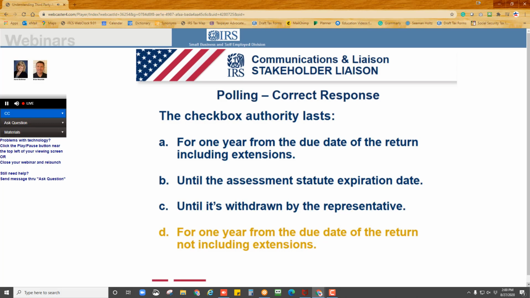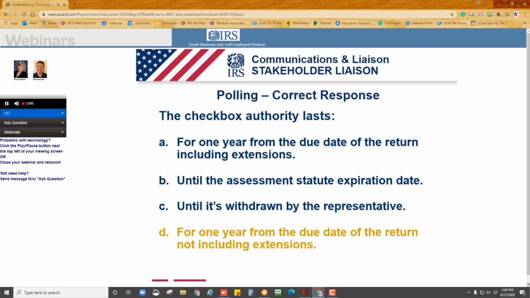It's April 15th. Sometimes we have due dates, of course, that fall on a weekend, a Saturday, Sunday, or holiday, so it could be April 16th, 17th, or 18th, or something like that. But the general rule, for the 1040 series, is 1 year from that original due date. It does not include any extensions filed, anything like that. It's flat 1 year from the original due date, no extensions, nothing like that at all.